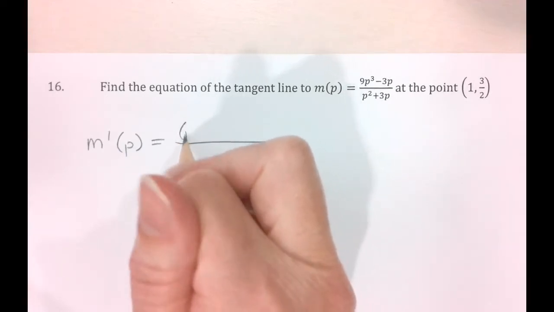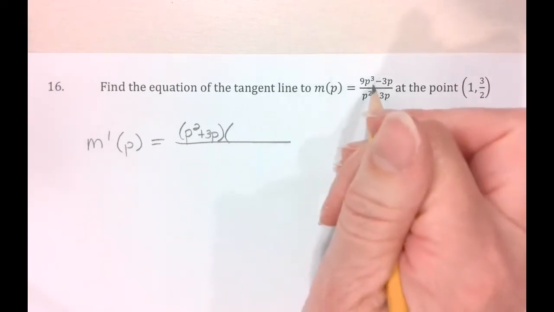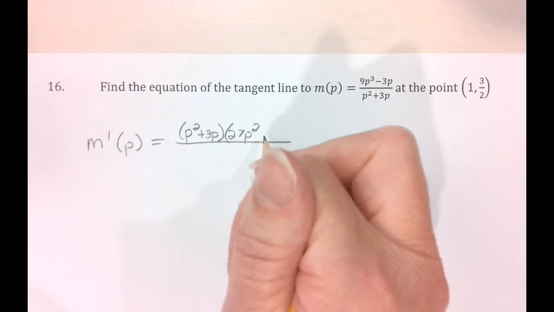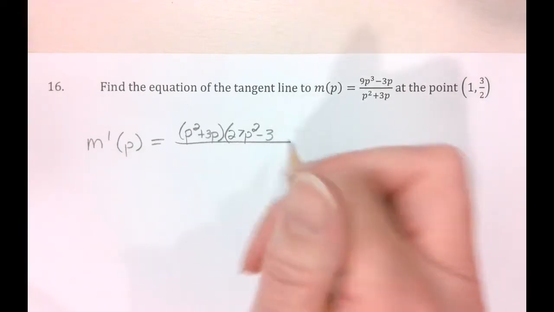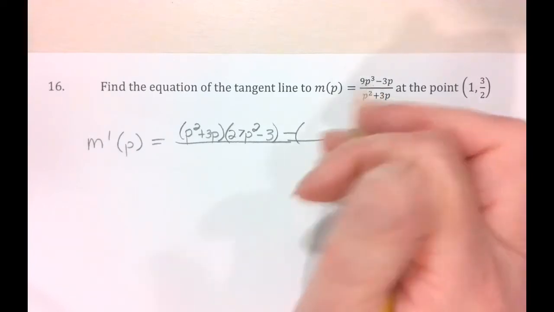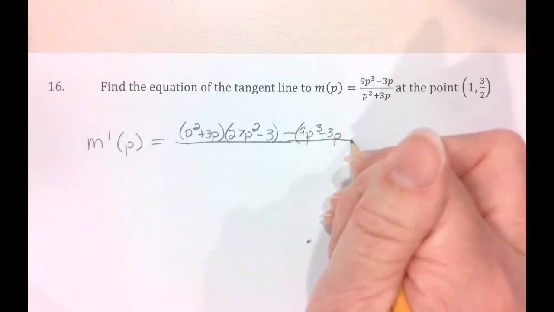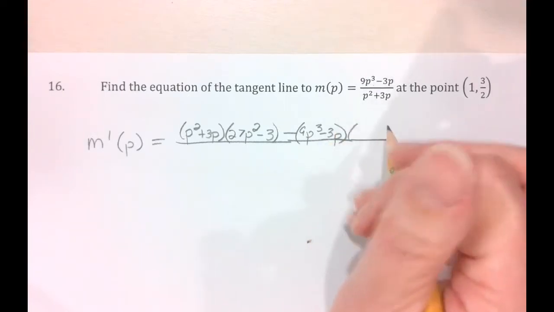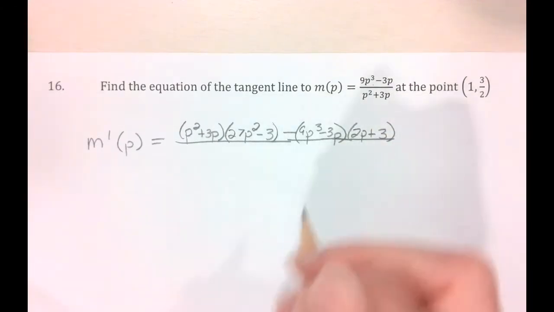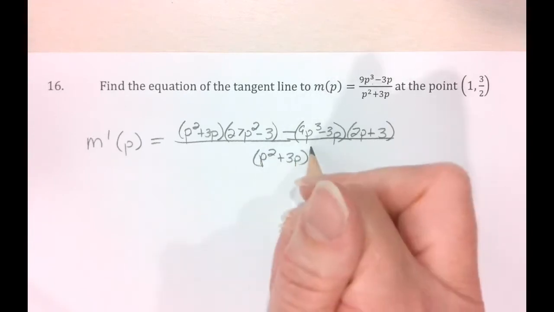I'm going to take my low function, p squared plus 3p, d high, the derivative of the top, 27p squared minus 3, minus the higher function, 9p to the third minus 3p, d low, which is 2p plus 3, all over p squared plus 3p quantity squared.